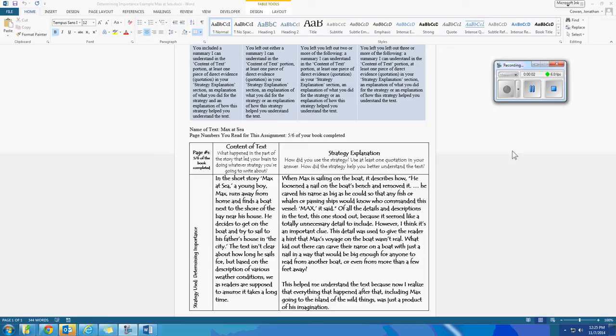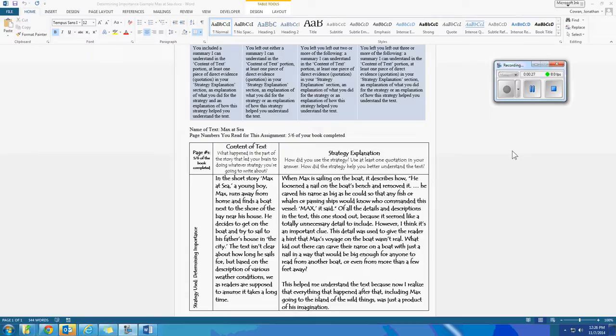All right, let's talk determining importance. Determining importance is the idea that as you're reading, you get thousands of pieces of information thrown at you in the course of one book. And you don't remember all of them. The ones you tend to remember are the ones that are really important for the story, or the ones that you find to be interesting personally. Those are the things we tend to remember.